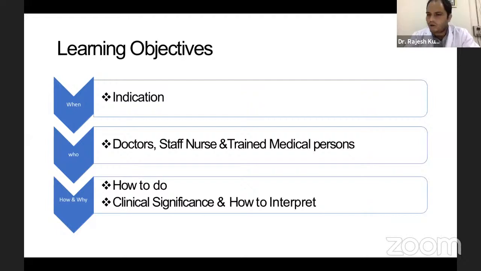So today's learning objectives of this session will be: what are the indications of ABG, and whom to do it, meaning paramedical staff who are trained in ABG can do it, and doctors, trained medical personnel, all medical or paramedical personnel can do ABG. And how to do it, meaning what are the steps of taking an ABG, and how to interpret it.